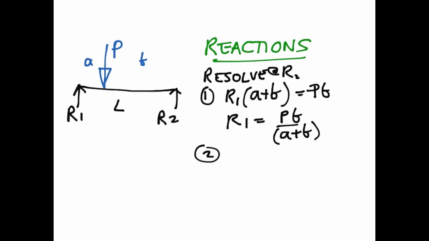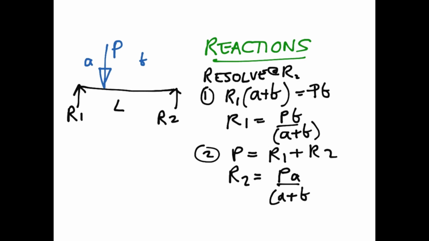Now formula 2 is quite an obvious one. You know that the total force applied is equal to the sum of the reactions, so P is equal to R1 plus R2, which means that you can then determine from those two formulas that R2 is equal to PA over A plus B.